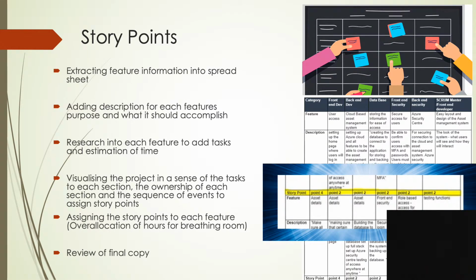We had already separated the features into categories, so we then added a description of what each feature should accomplish and assigned tasks to that feature based on some preliminary research about what is required to implement it. We were able to see a high-level overview of the project, being each section, the features and tasks within that section, and who was the owner of each category. This allowed us to visualize the features that may require more bodies and hours of work and what we would need to accomplish in sequence.